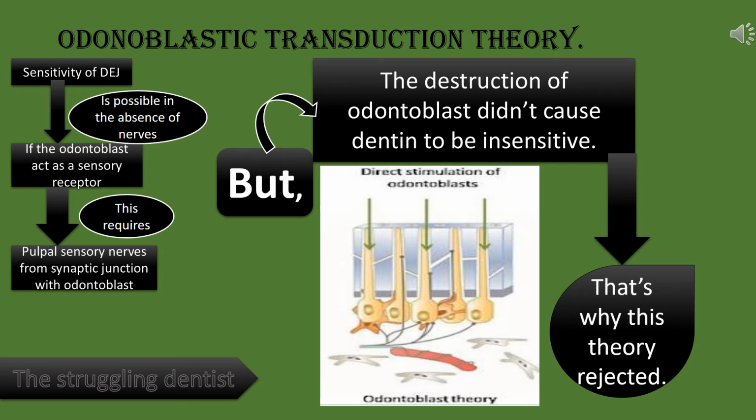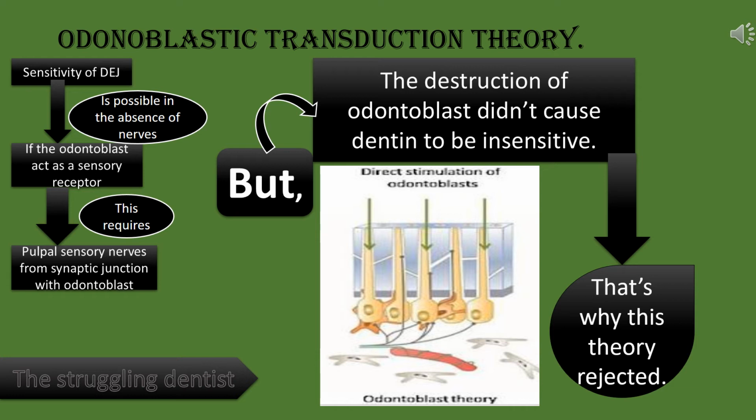The odontoblastic transducer mechanism. The second possible explanation for sensitivity of the dentino-enamel junction in the absence of peripheral nerves would be if the odontoblast process could serve as a sensory receptor. This would require that pulpal sensory nerves form synaptic junctions with odontoblasts. Destruction of odontoblasts did not cause dentin to be insensitive. If odontoblasts served as sensory receptors, such dentin should be insensitive. In fact, such dentin was even more sensitive than normal.